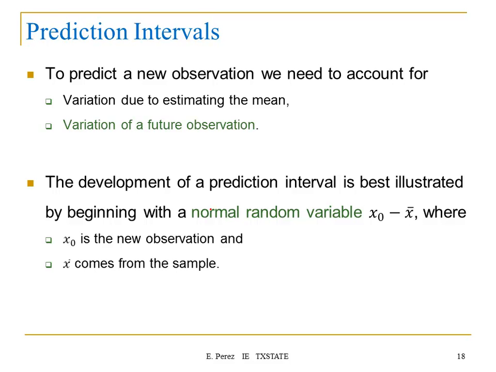So to predict a new observation, we need to account for the variation due to estimating the mean and the variation of a future observation. Development of a prediction interval is best illustrated by beginning with a normal random variable x0 minus x bar, where x0 is the new observation and x bar comes from the sample.